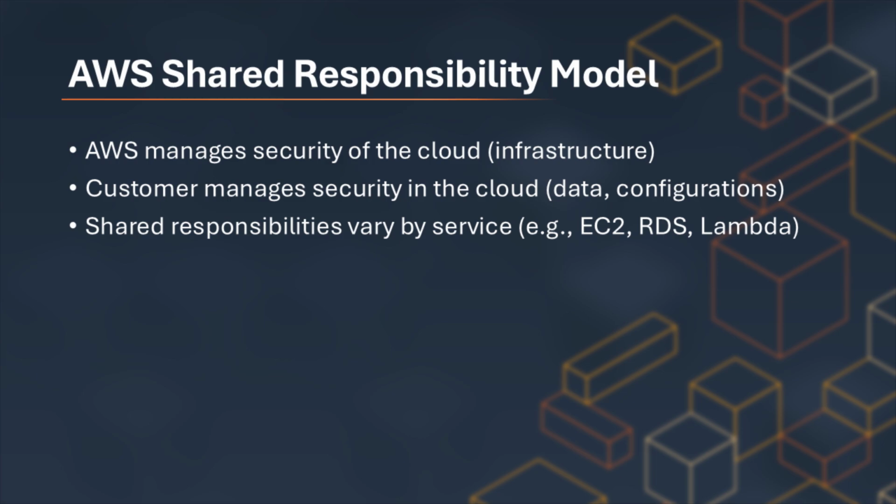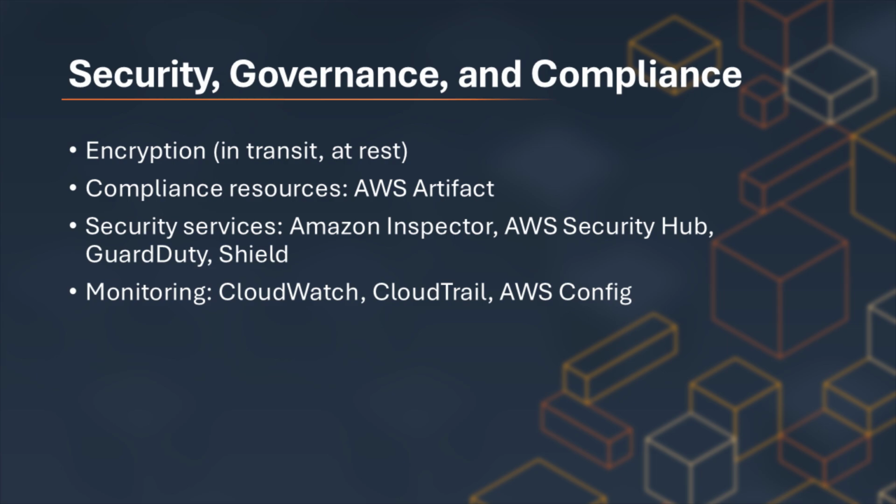Let's expand on this with an example. Imagine a retail company using EC2 for a web app and RDS for customer data. AWS ensures the physical servers are secure, but the company must update the EC2 operating system and restrict RDS access to authorized users. For Lambda, if they run a payment processing function, they must secure the code but not the underlying platform. Understanding these nuances is critical, as the exam may present scenarios where you choose the correct responsibility for a service.